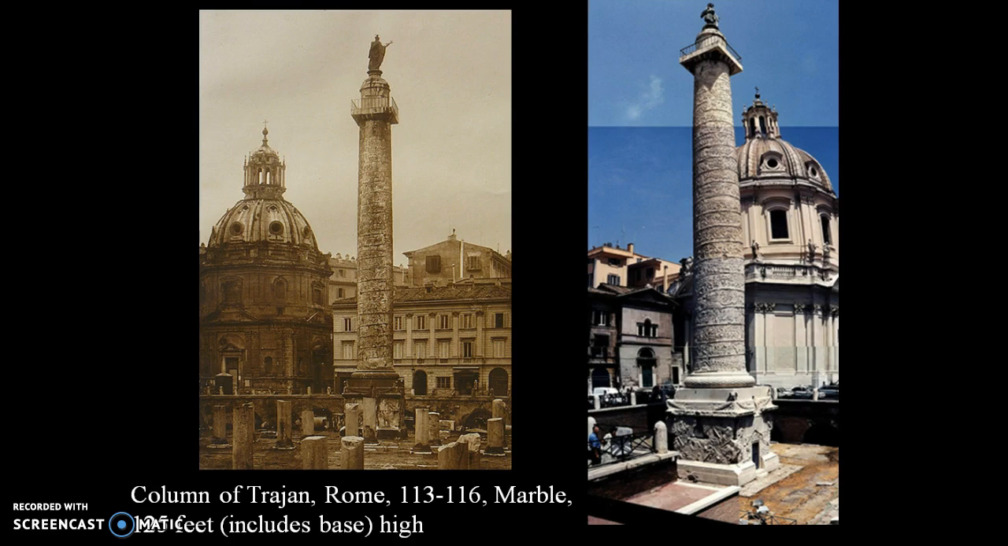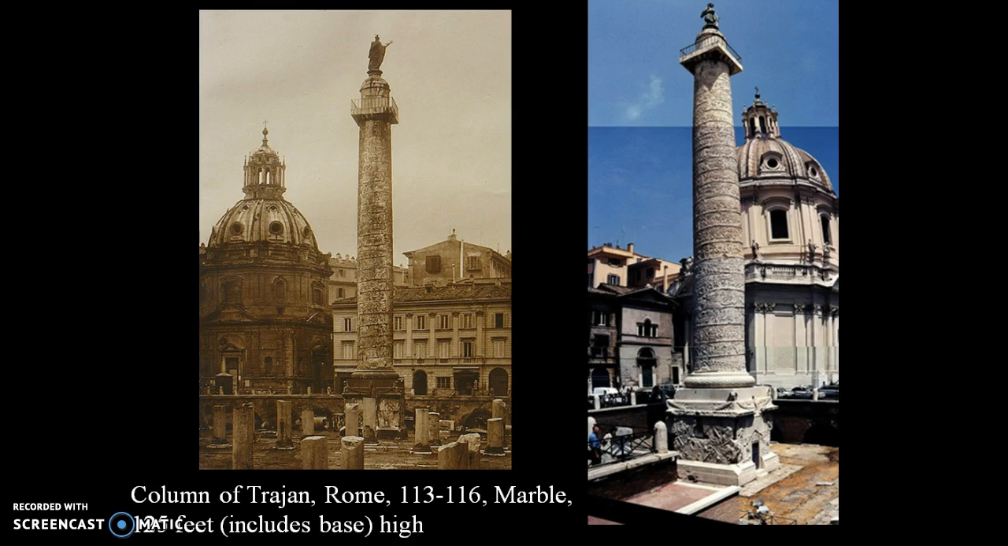It was built in Rome between 113 and 116 CE. It's about 125 feet tall, including the base, and it still stands today. What it depicts is a spiral frieze of Trajan's campaign in Dacia. Trajan is one of the emperors of Rome, and Dacia is in modern-day Romania.